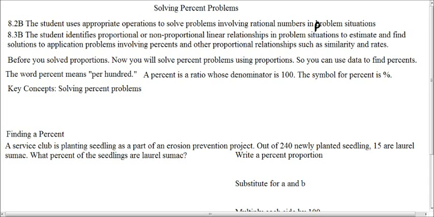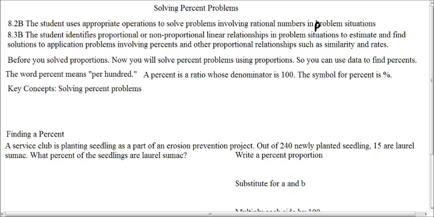Okay, solving percent problems, also known as percent proportions. We are working Math Standard 8.2b as well as 8.3b, which is still working with problem solving involving rational numbers and identifying and solving proportional and non-proportional relationships, including similarities and rates. Okay, in the past, you've solved proportions. Now you will solve percent problems using proportion, so you can use data to find percent.